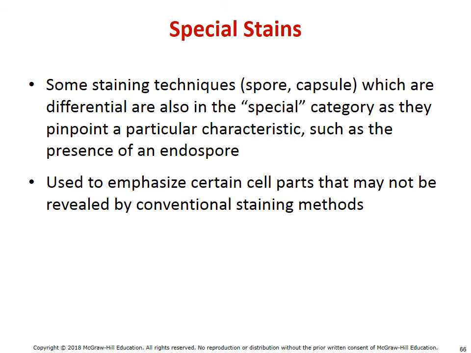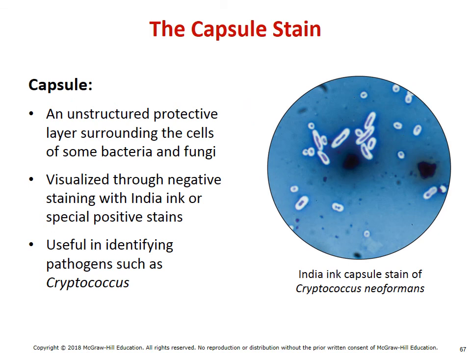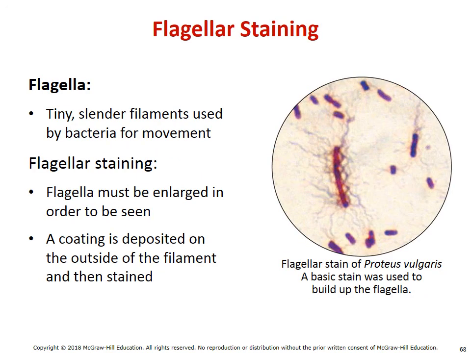Specialty stains are also very important, but these again are special and will emphasize certain parts of cells and may not reveal the whole actual process of staining the cell. So here's an example in a capsule stain. Notice we can see the bacteria, we can see the stained background. What is not stained is actually the capsule, which is a protective coating that covers some bacteria. A flagellar stain like this one actually again highlights the flagella so that we can observe these long filaments used for movement.